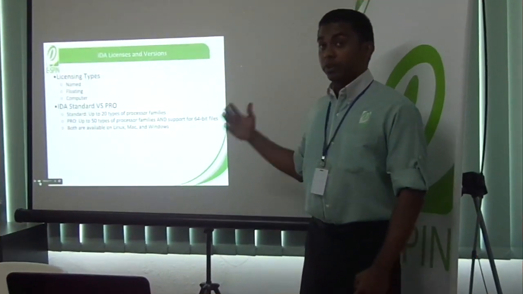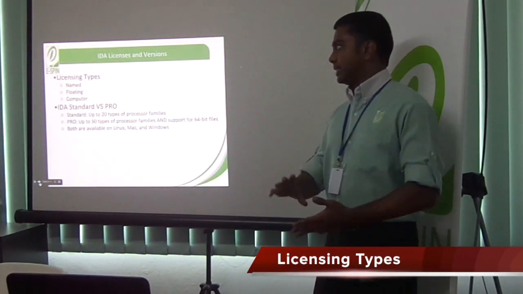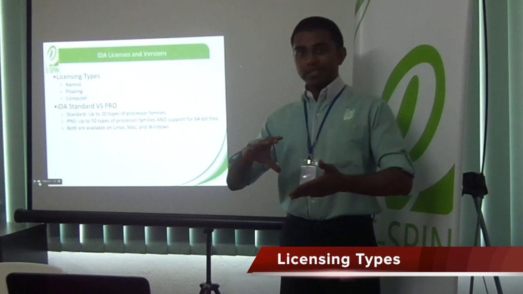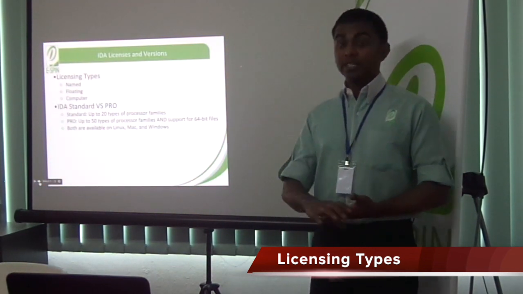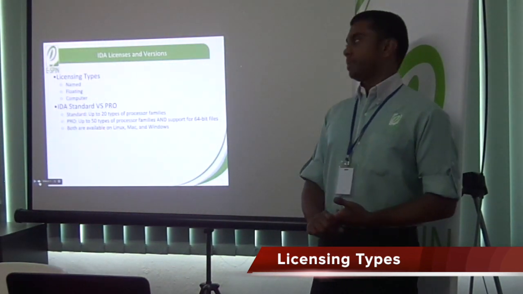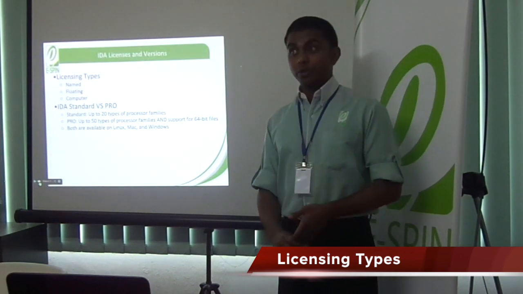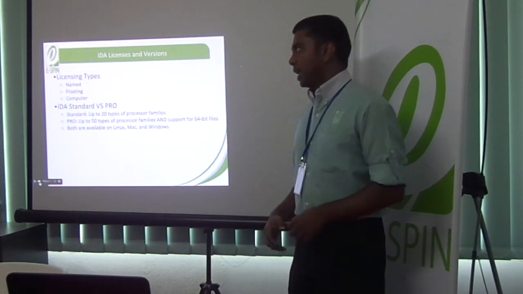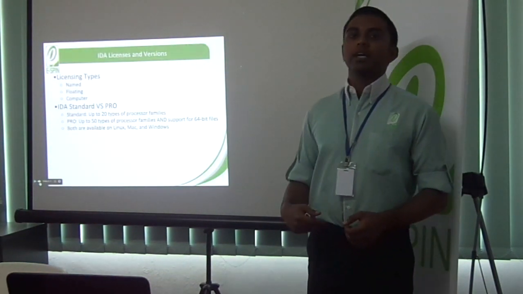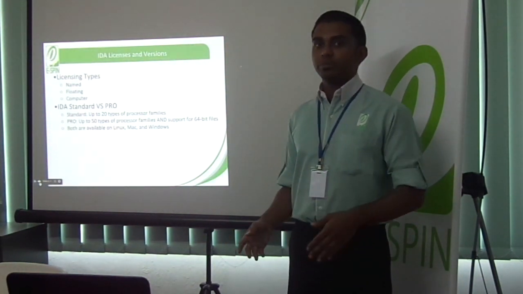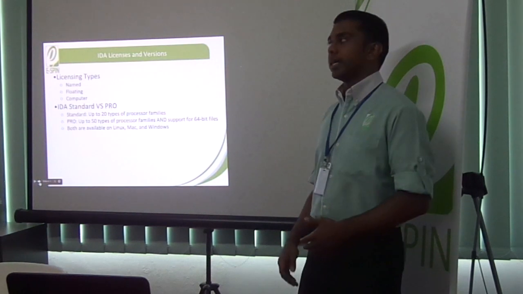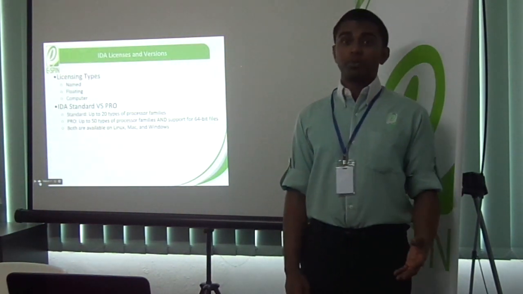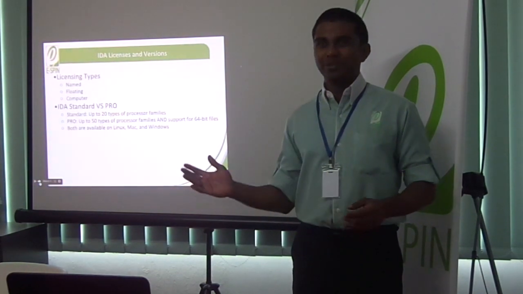So a brief overview of IDA's licensing types. There are three main types, which are the name, floating, and computer licenses. They made it easy for the end user to pick what kind of license best suits them. For example, the name license is more just towards a single user. So for example, me, Robin, wanted a license. I get a name license, which is tied to my account. So if I want to use it on a different computer, I can, but it has to be on my account.